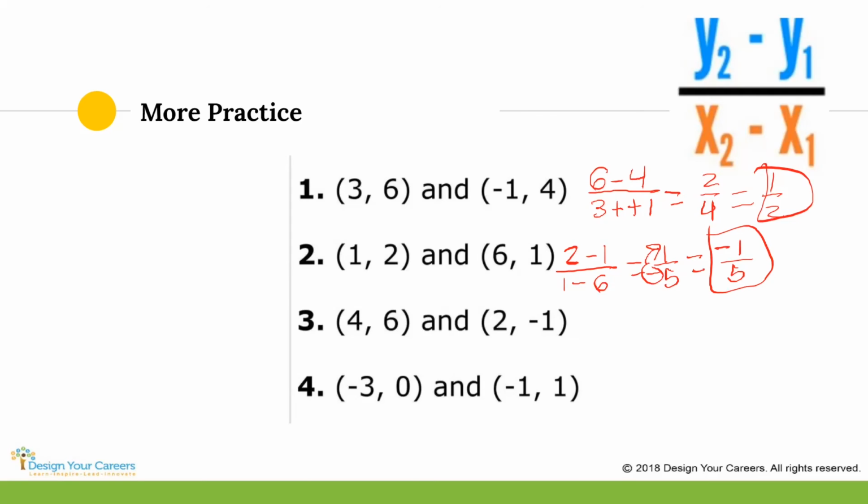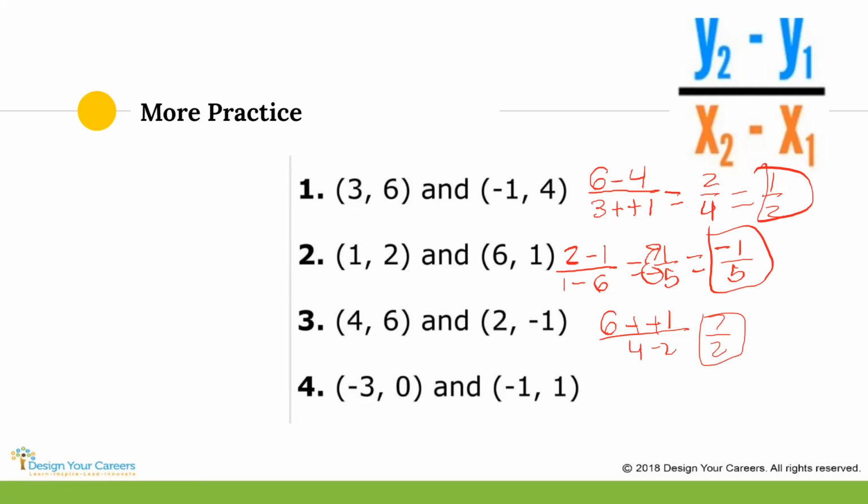For our third one, we are going to do 6 minus negative 1 over 4 minus 2, until we get plus 7 over 2. So 7 halves is our answer.